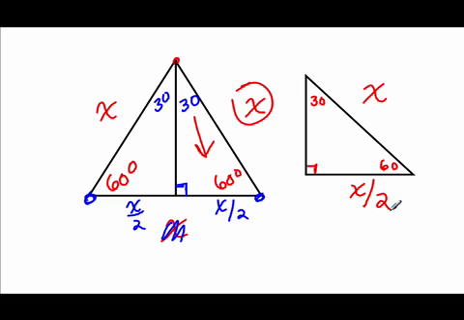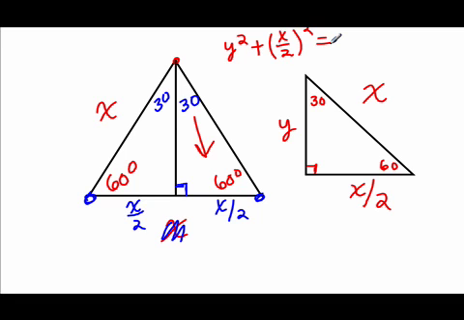And how could I get the missing side? What could I use to get that third side of the right triangle? Pythagorean theorem. Absolutely, right? C squared equals a squared plus b squared. So it has to be true that, I'm going to just momentarily call it y, we know it's true that y squared plus x over 2 squared equals x squared.